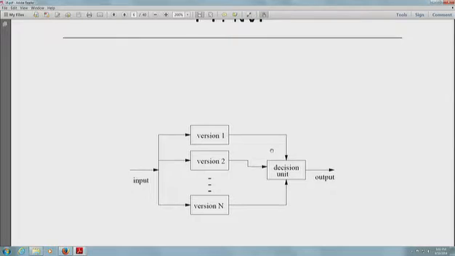Right? With MVP here, you will have all those parallel versions. It will be costing at least n times more for that function, and maybe more than n times more, because you need to have some coordination and the decision unit and some of the other things. Okay, and also with software, can you make sure that they don't fail on the same input?